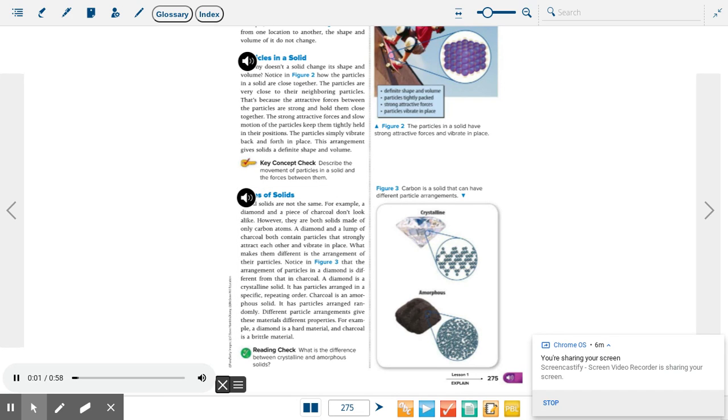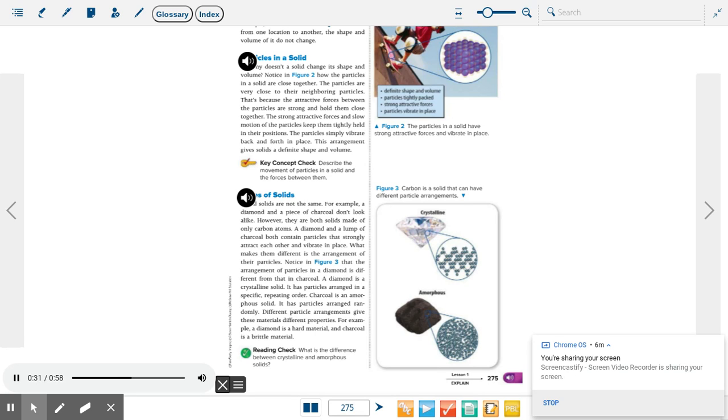Types of solids. All solids are not the same. For example, a diamond and a piece of charcoal don't look alike. However, they are both solids made of only carbon atoms. A diamond and a lump of charcoal both contain particles that strongly attract each other and vibrate in place. What makes them different is the arrangement of their particles. Notice in Figure 3 that the arrangement of particles in a diamond is different from that in charcoal.